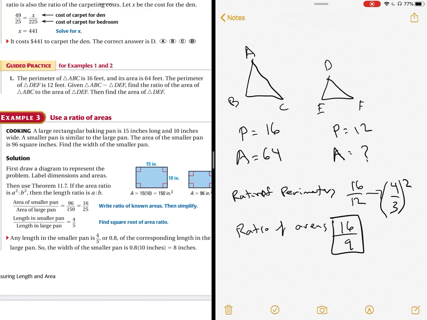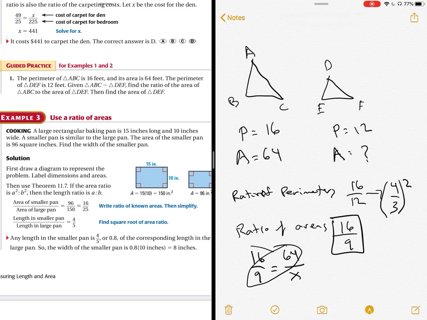Okay. The last part of the question says to find the area of triangle DEF. So now I want to set up a proportion. Since I'm finding an area, I'm going to use the areas ratio. If I was finding a side or a perimeter, I would use 4 over 3. But since I'm finding an area, I'm going to use 16 over 9. So 16 over 9 equals, and then I know the area from the larger triangle, it's 64. They told us that, so that would go right there. And then the area from the smaller one, what I'm trying to find, that's going to be x.